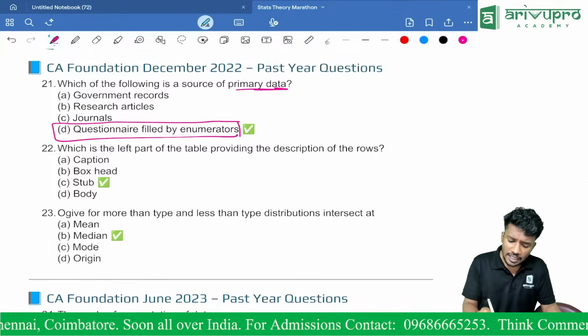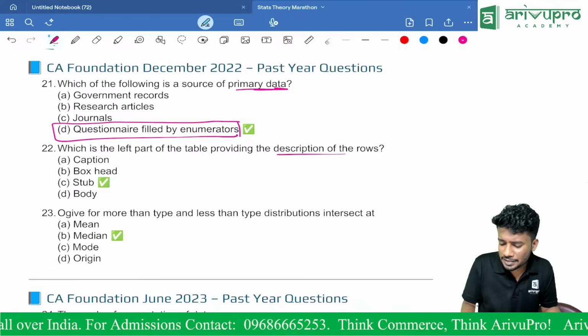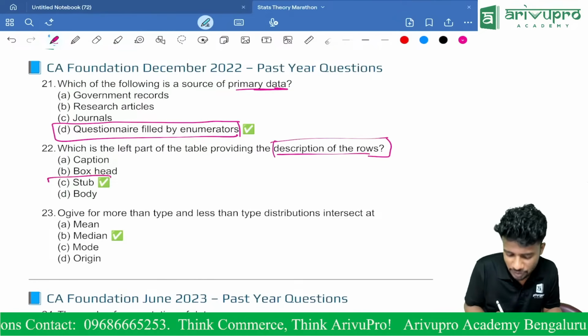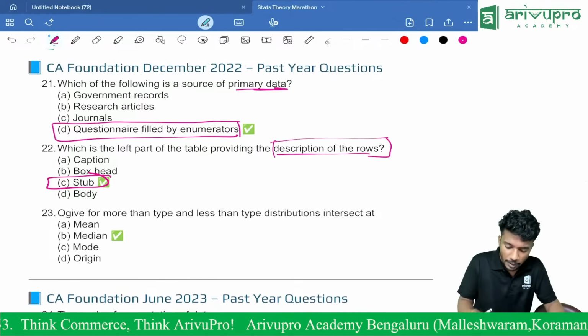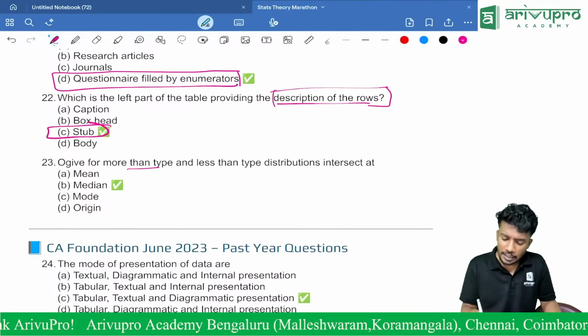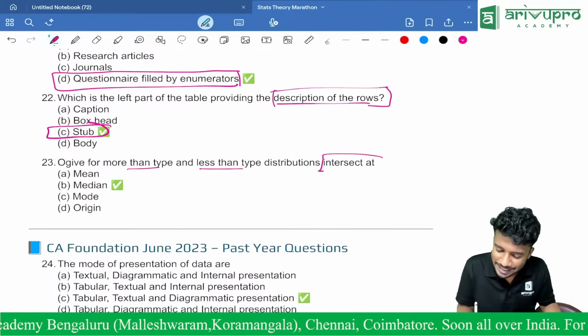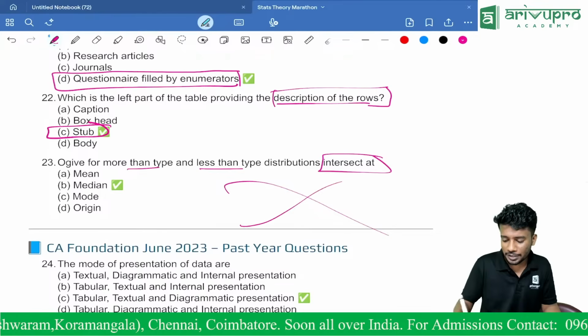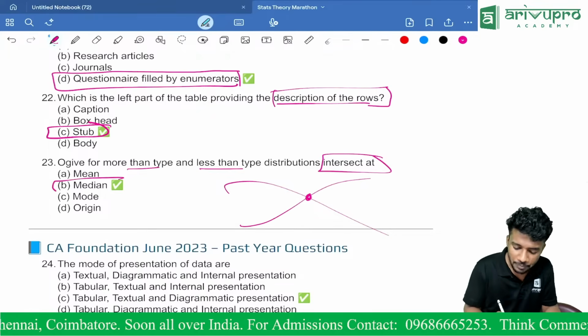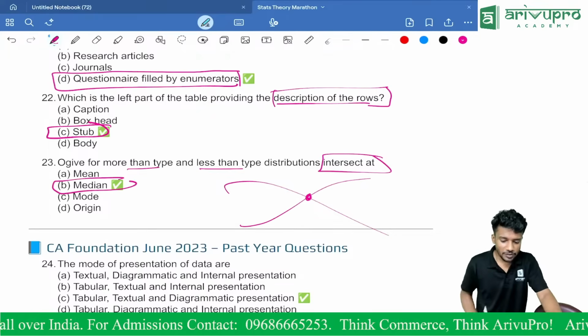Then, which is the left part of the table providing the description of rows? Again repeated, the answer is option C, stub. Then, ogives for more than type and less than type distribution intersect at their point. What point? I told you they intersect at the median. Option B is your answer.